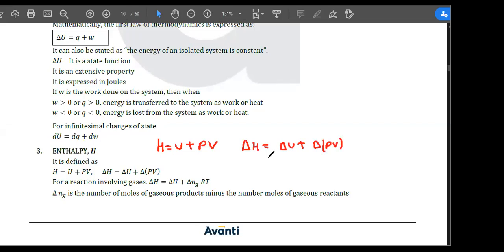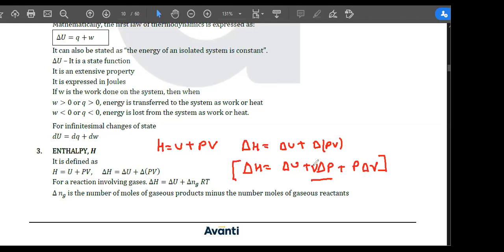So this can be written as delta H is equal to delta U plus, since we have two terms here, we will have partial: V into delta P plus P into delta V. Got it? Now, can you say that this delta H is equal to Q? No, right? Because of this additional term, V delta P.